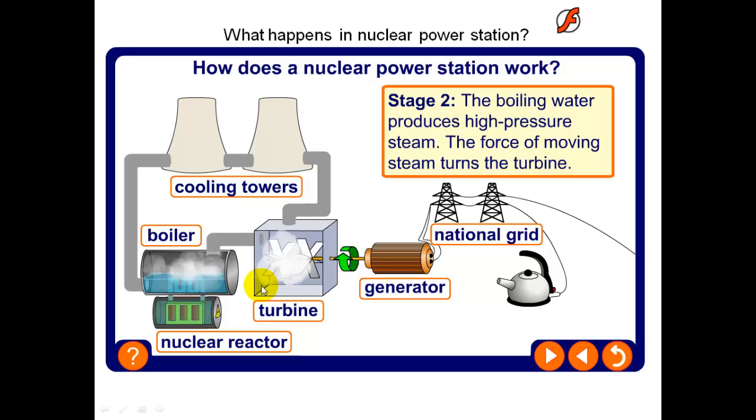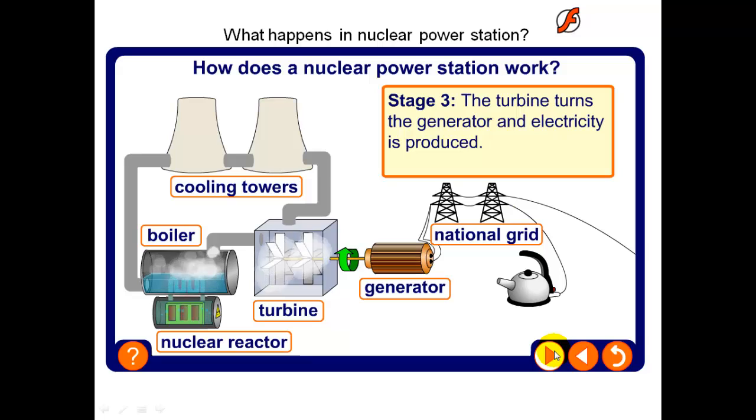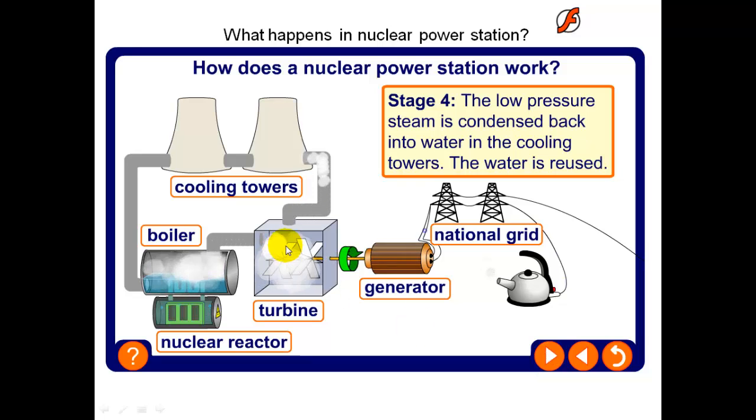Then the steam is forced through the turbine and it makes the turbine turn round. The turbine is connected to the generator and the generator is able to produce electricity. Some steam has to be taken away and cooled down in the condenser, and then this water is reused as it's reboiled to produce the steam here.